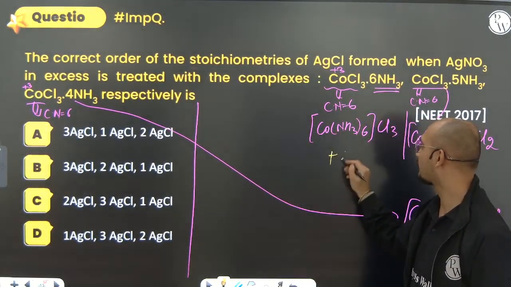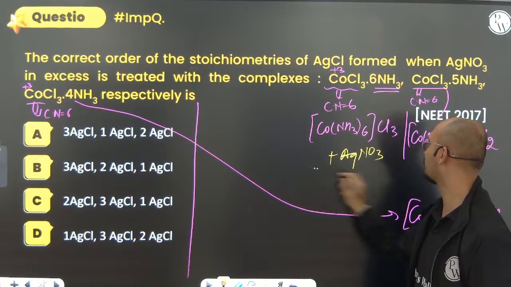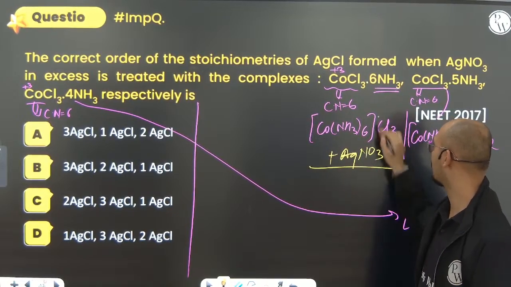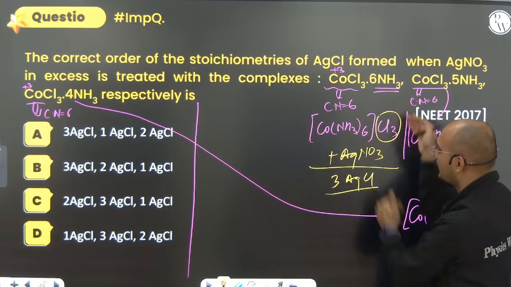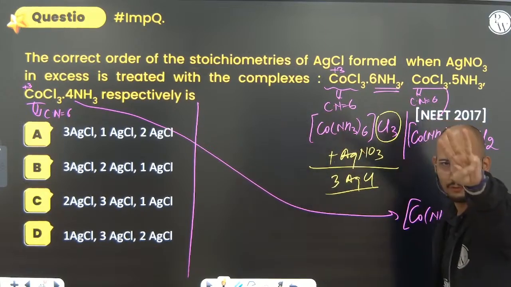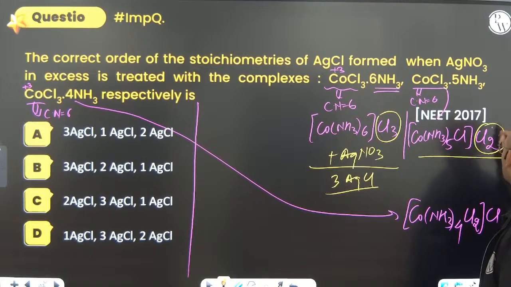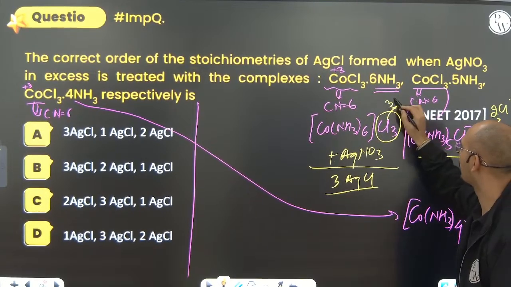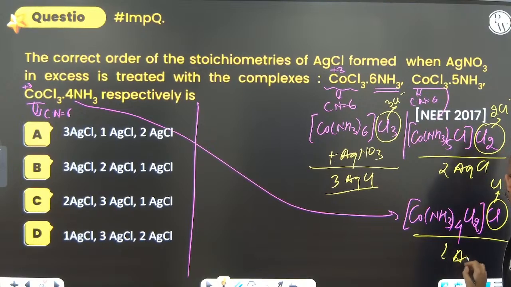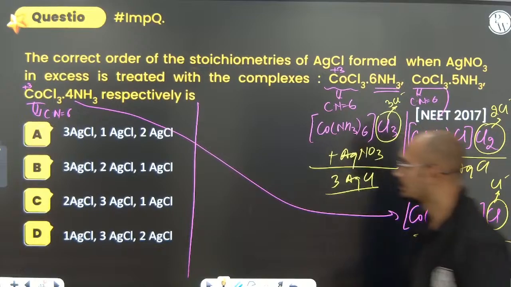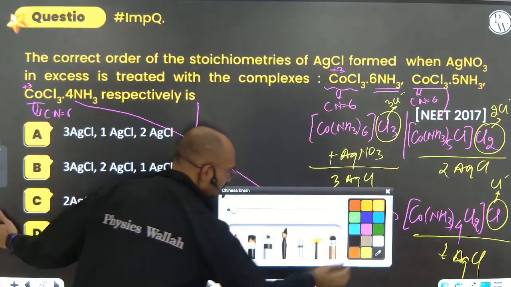So in such a case, what are you going to do? You are going to react with AgNO3, that too in excess. Now AgNO3 will react with 3 chlorides. It will give you 3 moles of AgCl. Yes or no? This nitrate and chloride ion exchange. So how many moles of AgCl will be formed? 3. Here only 2 chlorides will be ionized. Here 3 chlorides will be ionized. Here how many chlorides will be ionized? 1. So what we can say? It will give 2 AgCl, and here it will give 1 mole of AgCl. Why? Because 1 chloride is ionizable. So when AgNO3 reacts with it, what will happen? I hope you understand it. Okay, no doubt. So 3 moles, 2 moles, 1 mole. So 3, 2, 1 is the correct option.